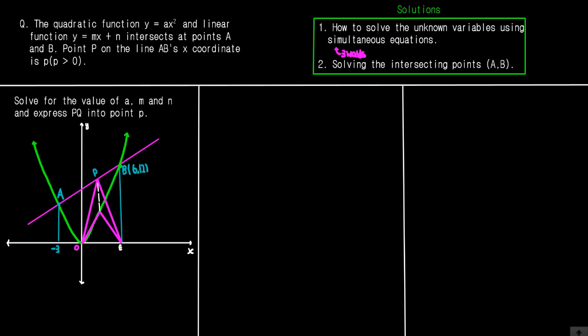First of all, let's think about why we use simultaneous equations. The first reason is that we're trying to find the unknown variables, but the most important reason is that we're trying to find the intersections between two graphs or two functions. That's why we use this method. In the next video, I'm going to talk about the three ways of simultaneous equations.